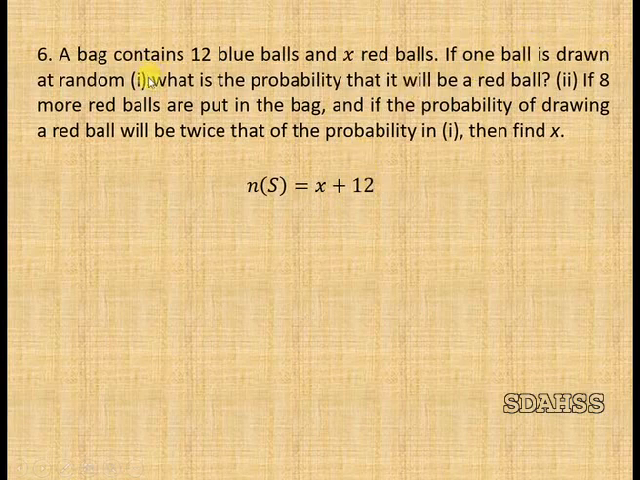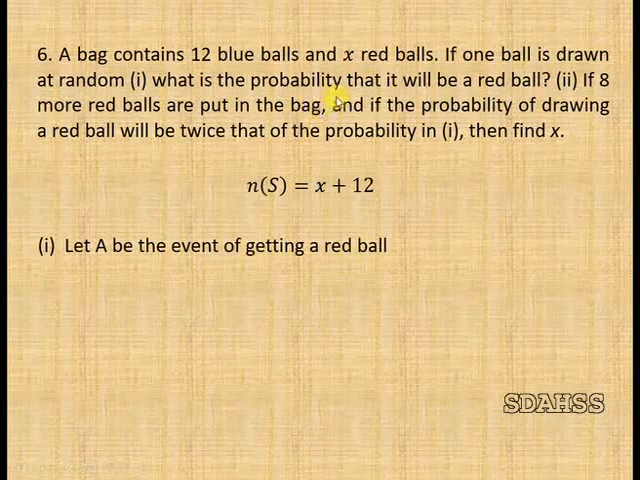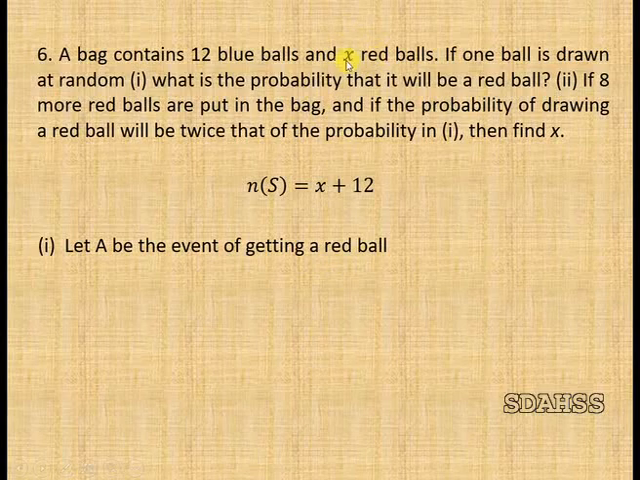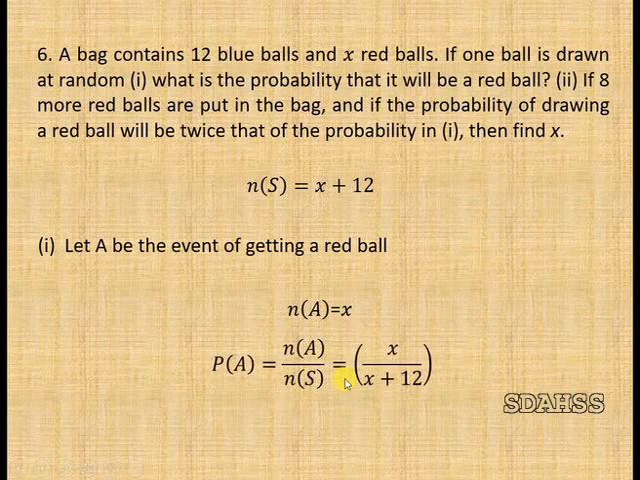Then one ball is drawn at random. What is the probability that it will be a red ball? A be the event of getting a red ball. Here the total number of red balls is x. So n of A is equal to x. Then find the probability. P of A is equal to n of A by n of S, which is equal to x by x plus 12.